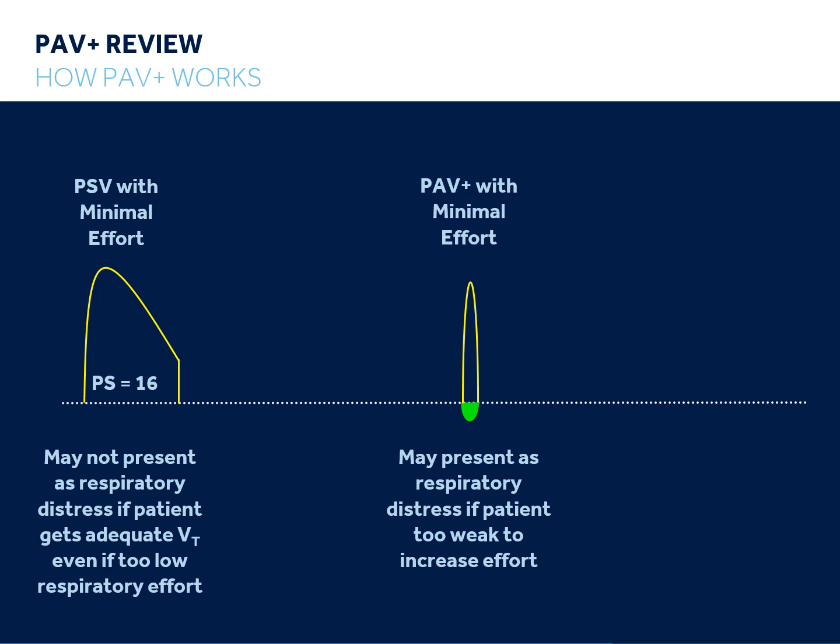However, if this patient is too weak, too exhausted, or too atrophied to generate an adequate respiratory effort, they may appear to have more severe respiratory distress with PAV, even at elevated percent support levels. While the same patient may look fine on pressure support, continuing to use pressure support and allowing a tiny respiratory effort may continue to damage the respiratory muscles.